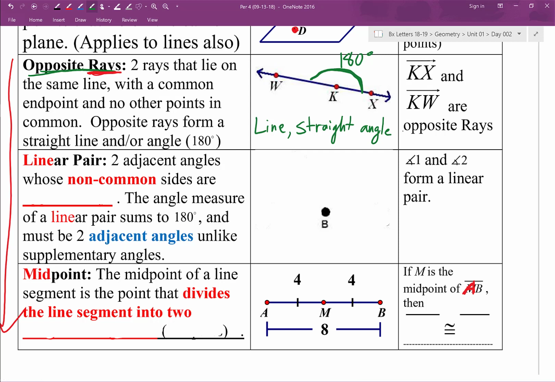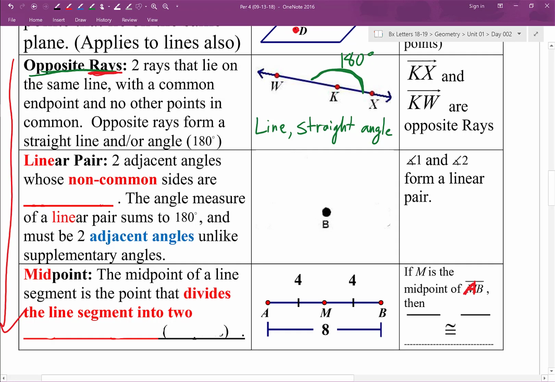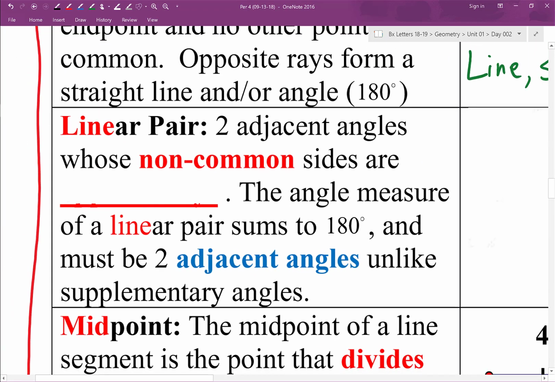So in today's practice assignment, you're going to be asked to make diagrams. You can use your notes and be like, oh, problem 2 says the term opposite ray. Use that picture as a guide. Okay? All right. Next term, linear pair. If we just study that word, what are some things that jump out at you? Matthew. There's at least 2 of something.